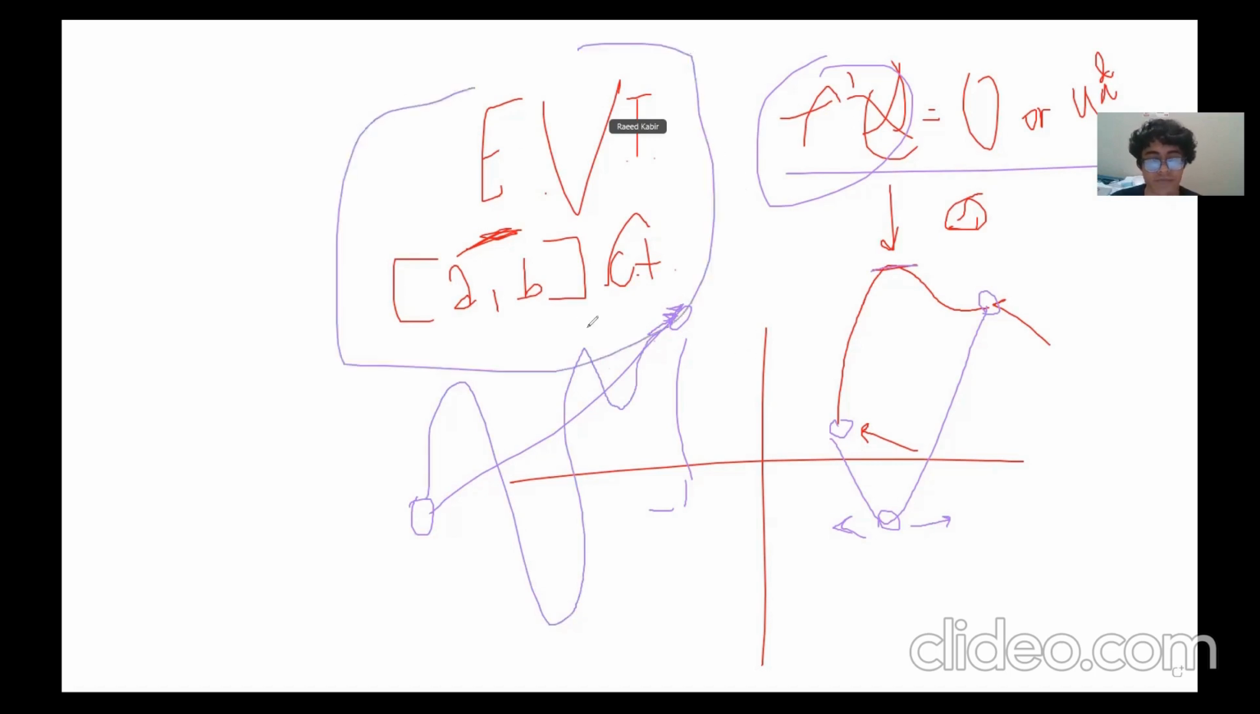This EVT, if it's continuous and closed, is guaranteed. And that's another thing I keep saying, but in the conditions, remember that it has to be closed. Okay, optimization occurs. This is a topic that comes up, just to know.